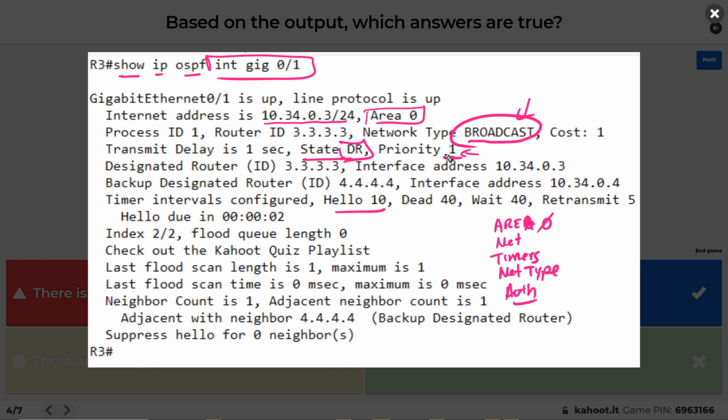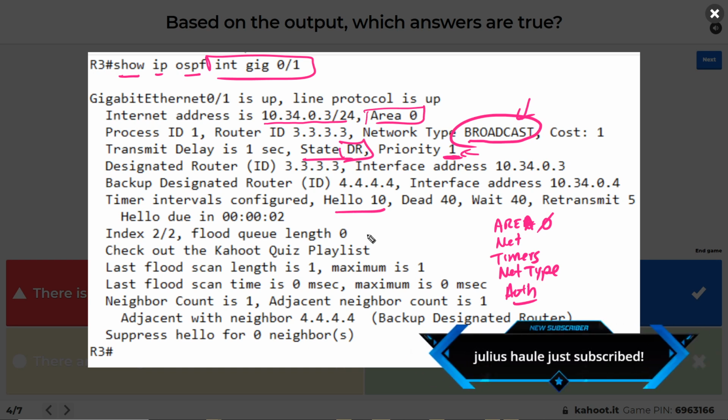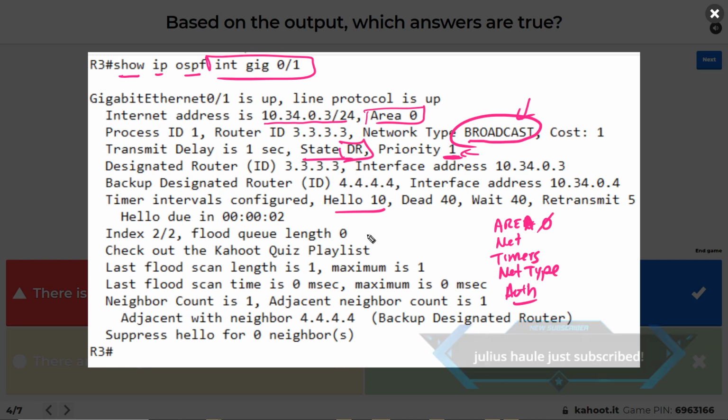And if they're both at the same priority, the tiebreaker would then be the device that has the highest router ID. And that's, again, if they're both brought up at the same time. But once the DR is selected and then another device is added to the network, it's not preemptive. We're not going to kick the DR off the network and say, I've got a better priority, I've got a better router ID. It doesn't matter. They're going to stay. OSPF does not preempt.